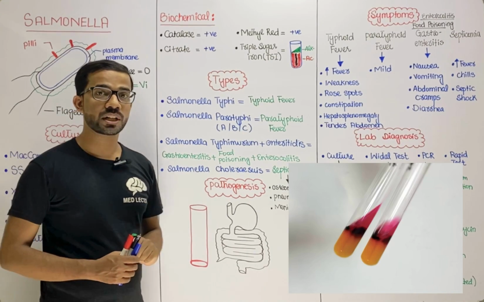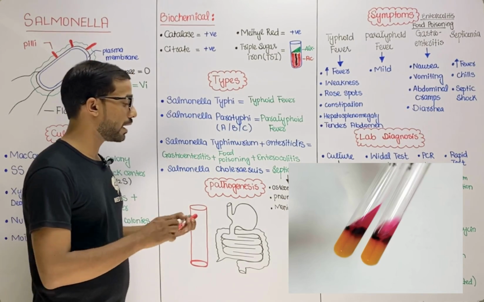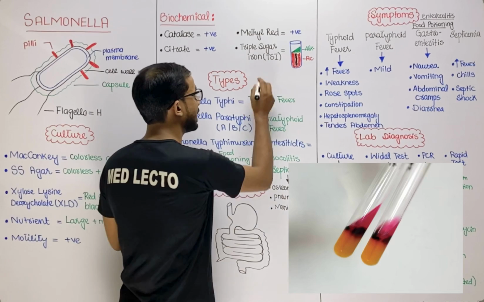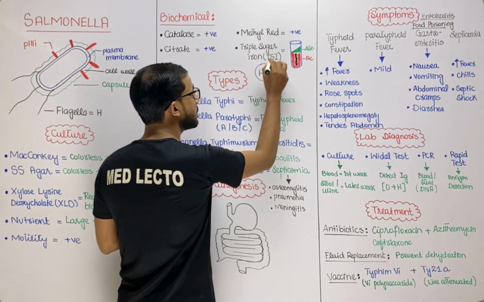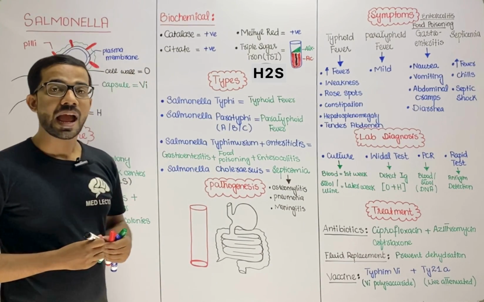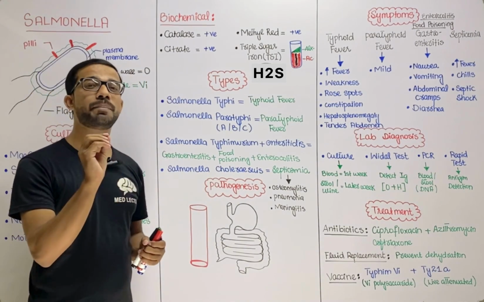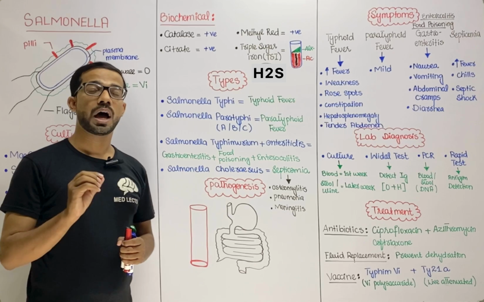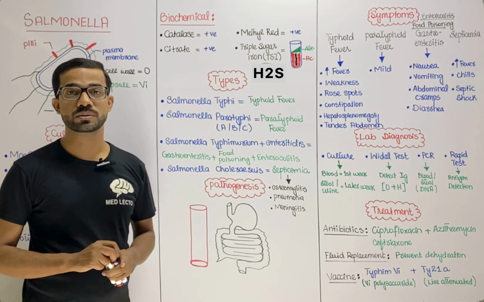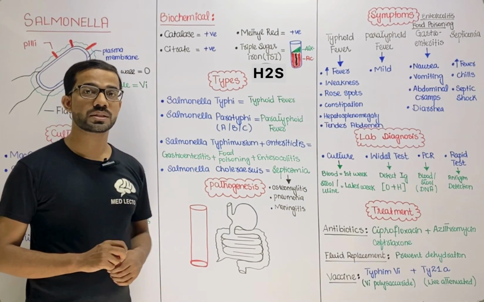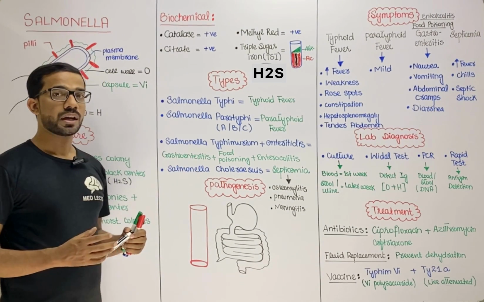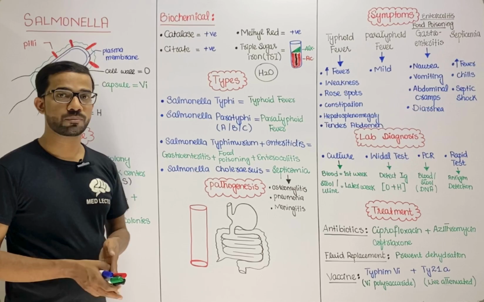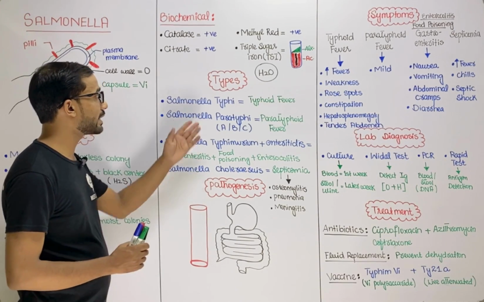And the two most important things which you have to remember: it will produce hydrogen sulfide, H2S, and H2S will produce black color at the center. Along with that, you will also see bubble formation in the test tube, which shows that it produces gas. Next, these are the different tests for the identification of salmonella, and we will look at the types.